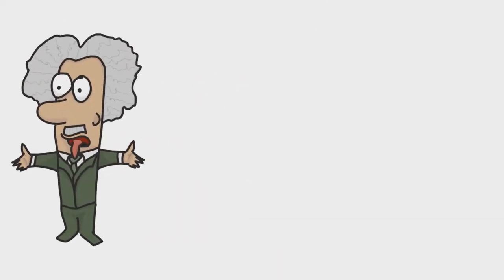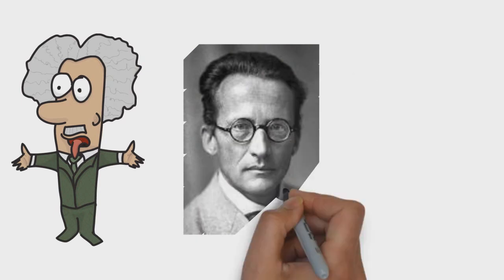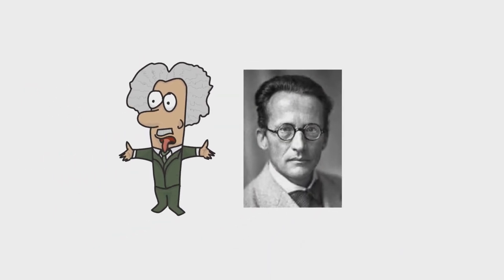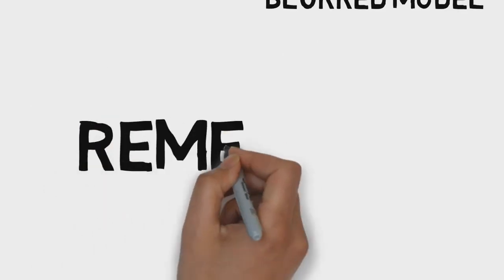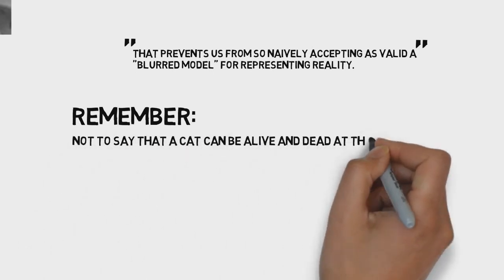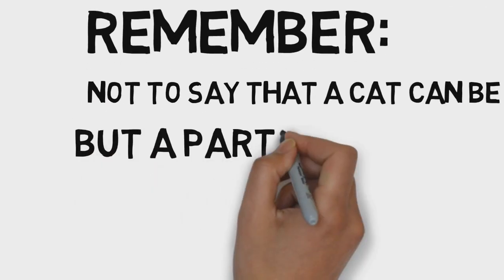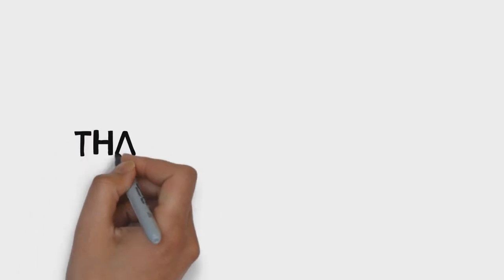However, Einstein and Schrödinger seem to be incorrect about their thoughts on quantum mechanics. This is not to say that a cat can be alive and dead at the same time. It just means that particles can do so, and we use it as an example.